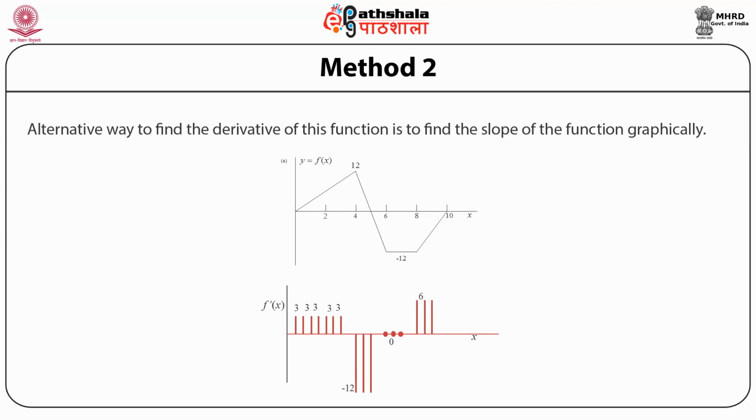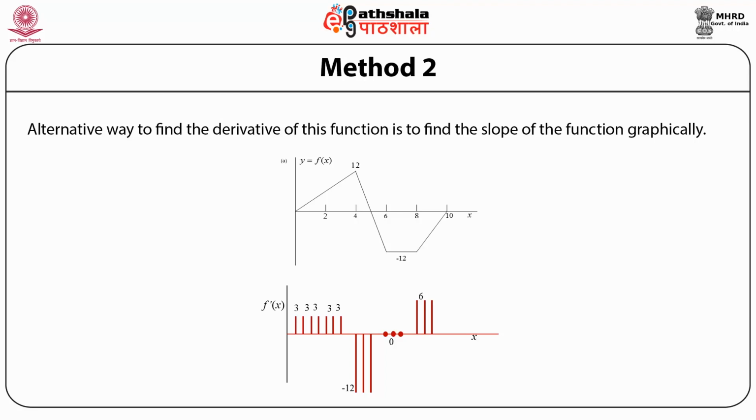Method 2, an alternate way to find the derivative of this function is to find the slope of the function graphically. So I have substituted and found the value of the slope graphically. From 0 to 4, the slope is going to be f of y, which is 12 divided by 4 as the delta x. So that will end up giving a slope of 3 until 12.